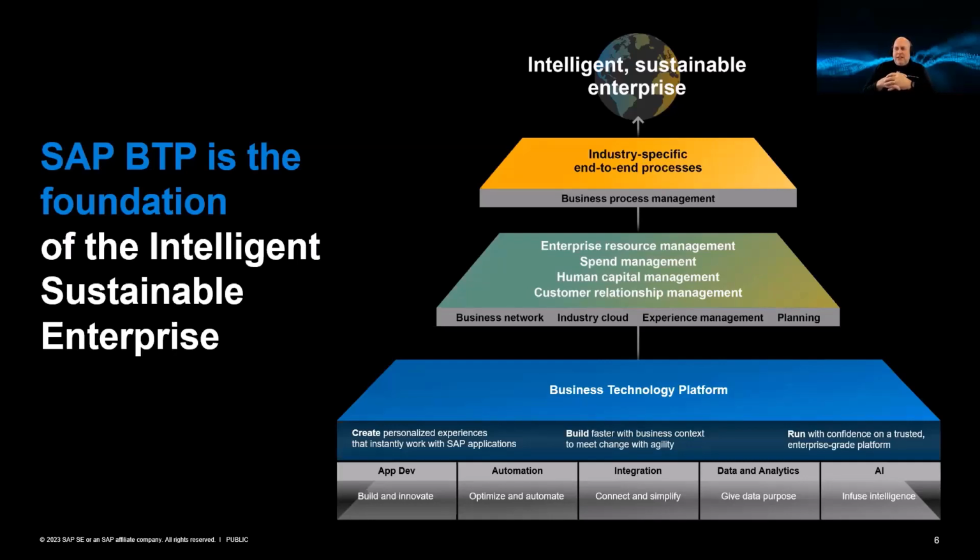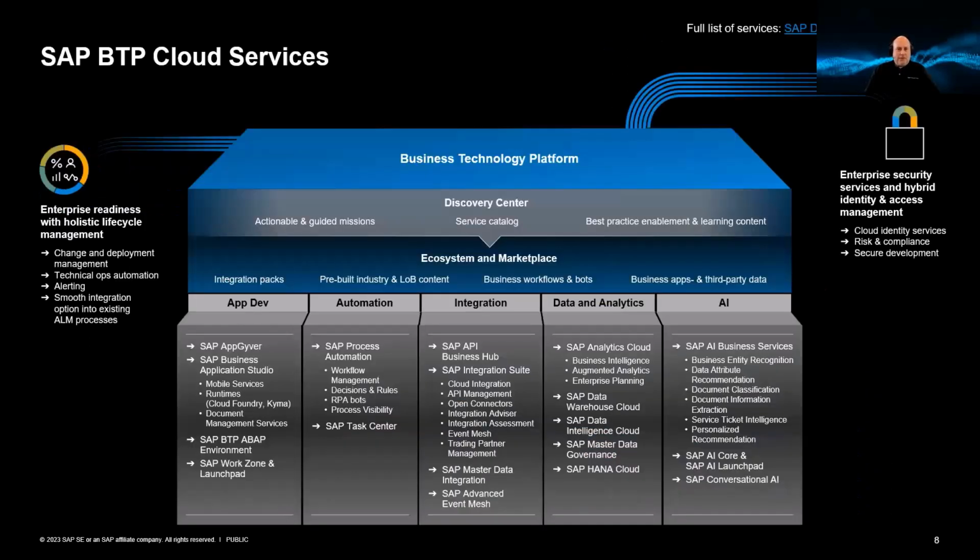So again, there's always services coming in and out. Things are going in and some being sunset, of course. I'll talk about that in a minute. But really, this is what the intelligent enterprise is going to be running on as the technology platform. That includes lots of different components. So here's just a view of all the cloud services. Again, things like Business Application Studio, development environments, process automation, integration services, analytics, and AI. And everything is really brought together in the Discovery Center.